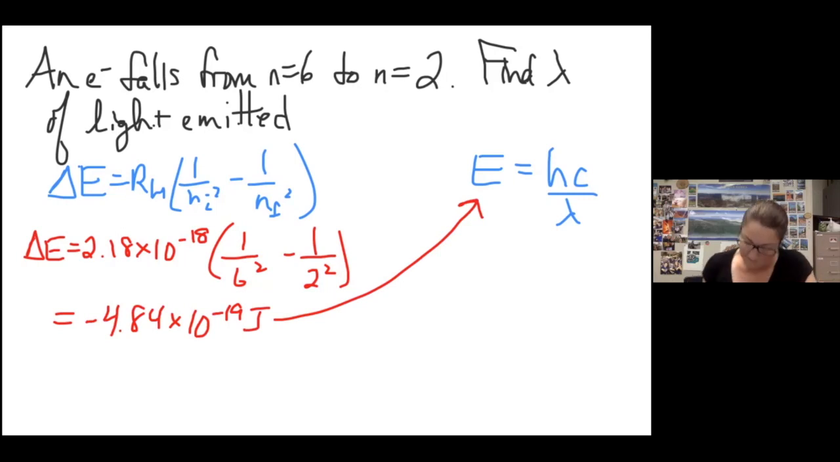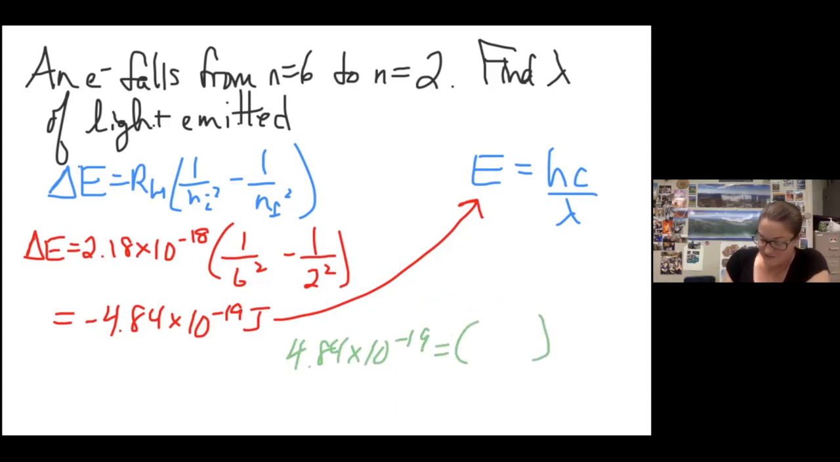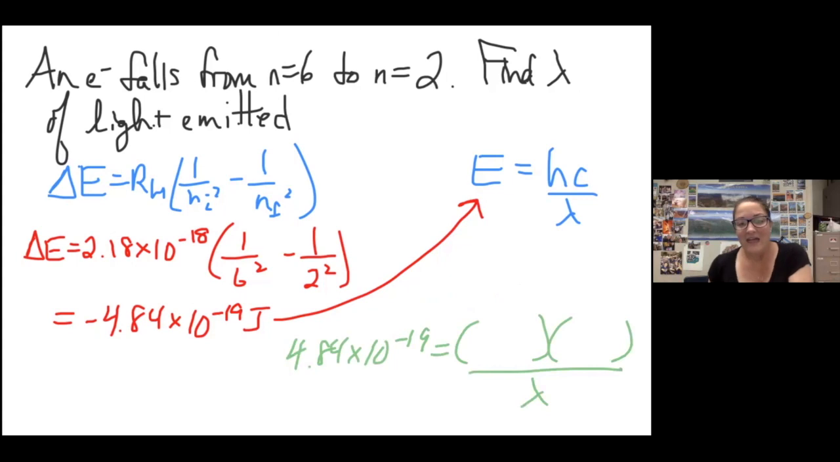So substituting into the equation on the right, I'm going to run out of room. Let me rewrite this. So plugging into the equation on the right, we'll have 4.84 times 10 to the negative 19th equals h times c over wavelength. H is Planck's constant, which is on the previous slide, and is 6.63 times 10 to the negative 34th. And c is the speed of light, which is 3 times 10 to the 8th. I'm going to run out of room, so I didn't write it in regular scientific notation.